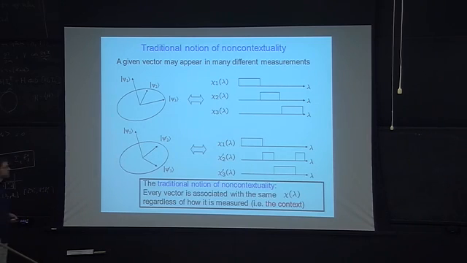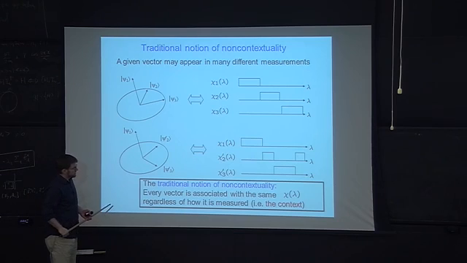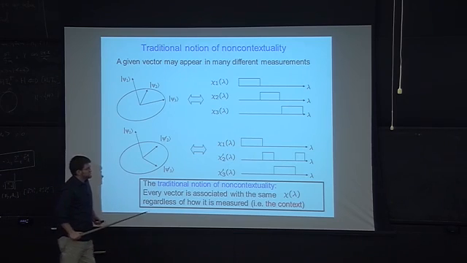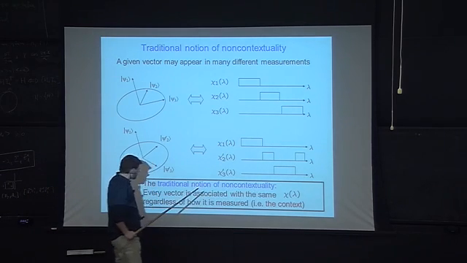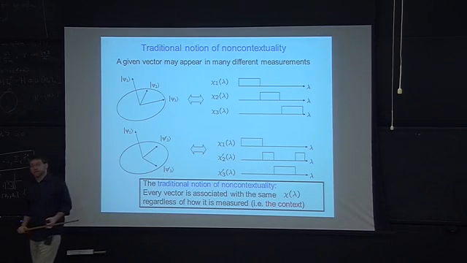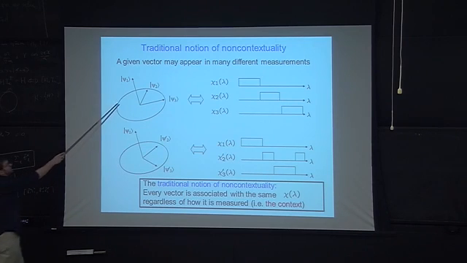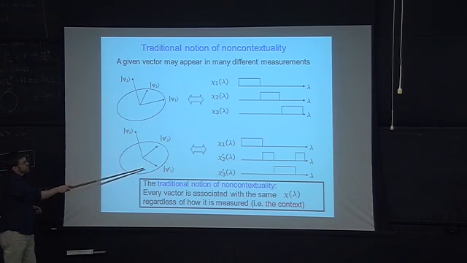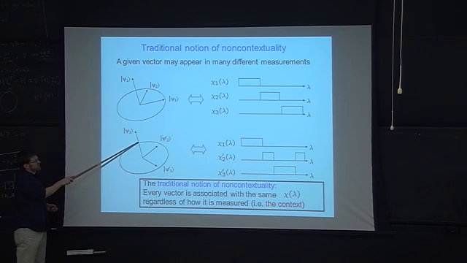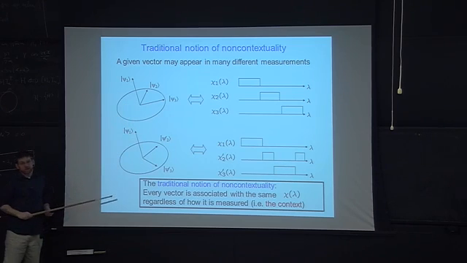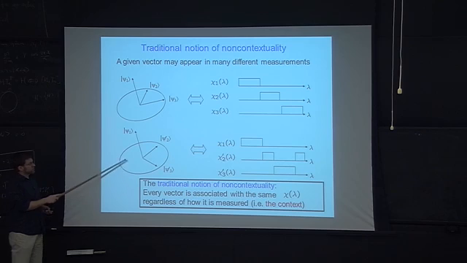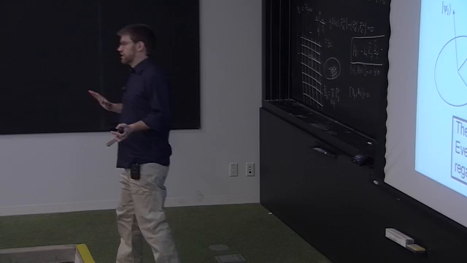So that is the traditional notion of non-contextuality, that every vector considered as a measurement outcome should be associated with the same indicator function, regardless of how it's measured, meaning regardless of which basis it's a part of. And you can think of the basis that a given vector is a part of as part of the context in which that vector appears. So this would be saying that the way you ought to represent a vector in the hidden variable formalism should not depend on that context.